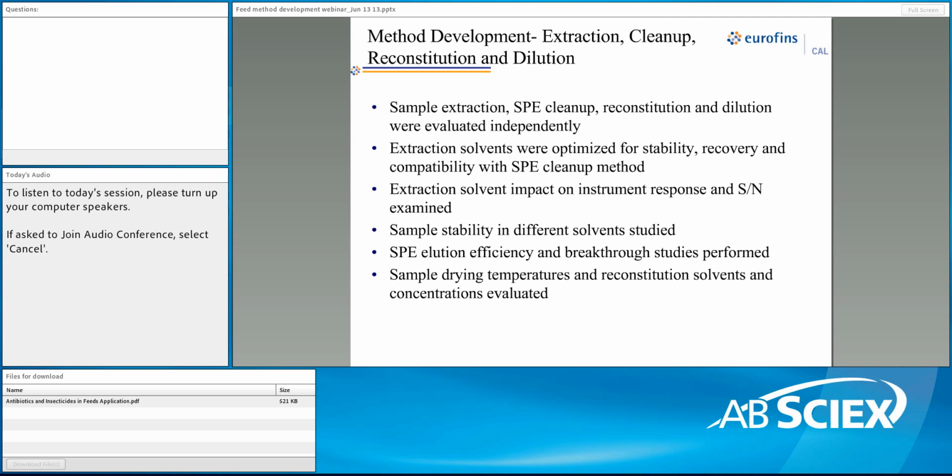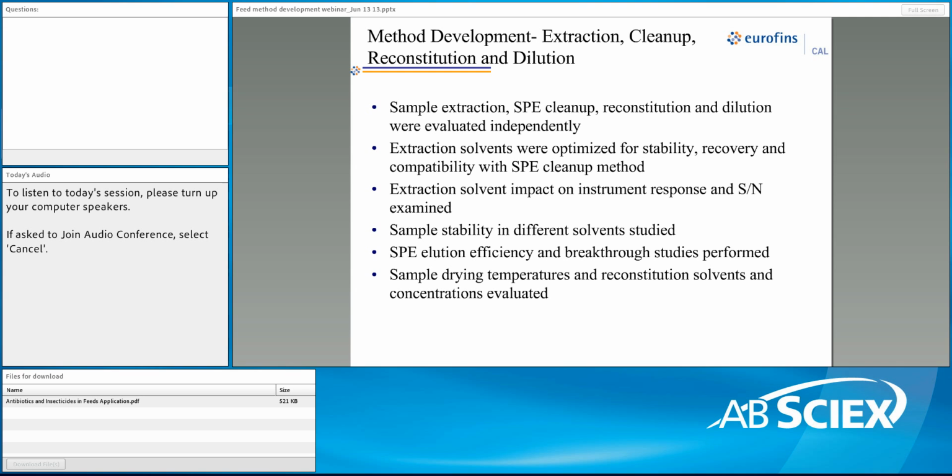We optimized our extraction solvents in terms of stability, looking at pH effects on our analytes. We looked at absolute recovery, obviously that's important, as well as compatibility with our SPE cleanup method. We also examined the impact of the extraction solvent on the instrument response in terms of peak area as well as signal to noise. And then we also looked at the extraction solvents in terms of sample stability in the different solvents that we were looking at.